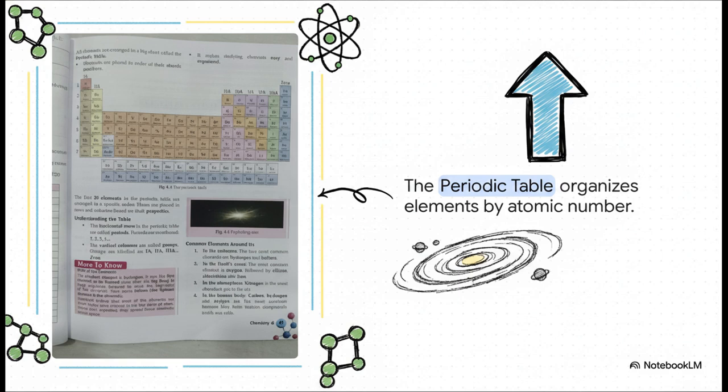The horizontal rows are called periods, and the vertical columns are called groups. Elements sitting in the same column usually share similar properties, making it an incredibly powerful cheat sheet for scientists.